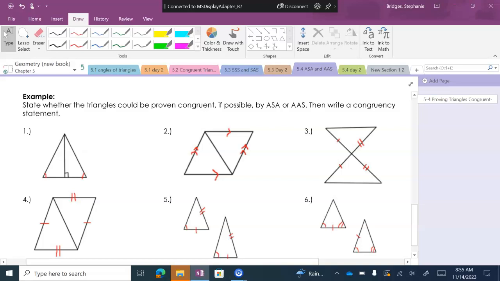I'm just looking at the directions. It says to write a congruency statement, but I didn't put any letters, so we can't do that part of it. What we can do is say, are they congruent and how?